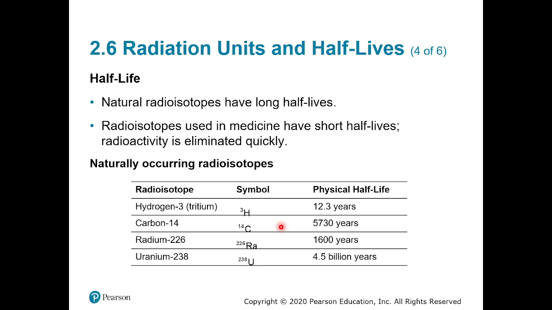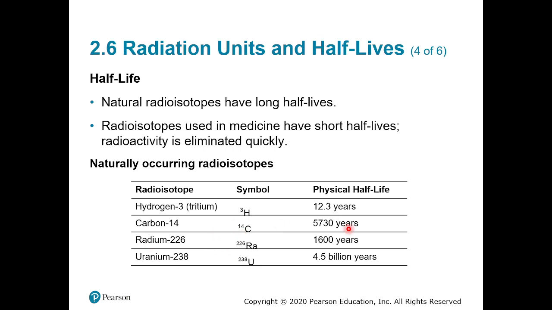Carbon-14 has a half-life of 5,730 years. So if I start with 1 gram of carbon-14, how long is it going to take me to get to 0.5 grams? One half-life, or 5,730 years. How long would it take me to get to 0.25 grams? I halved it, and then I halved it again, so that would take 2 half-lives, or 11,460 years.